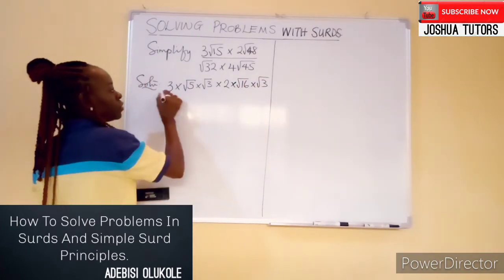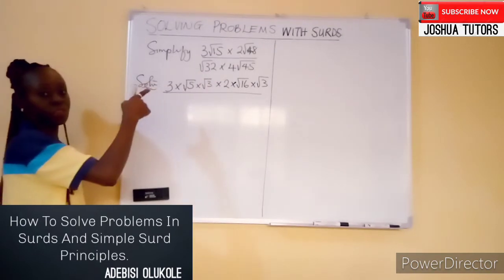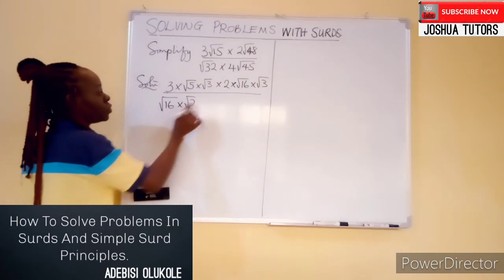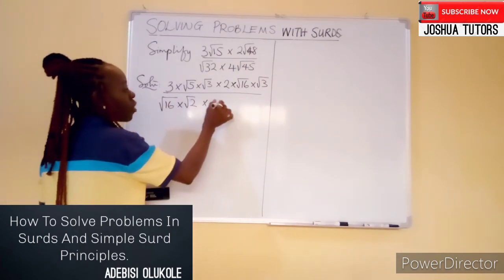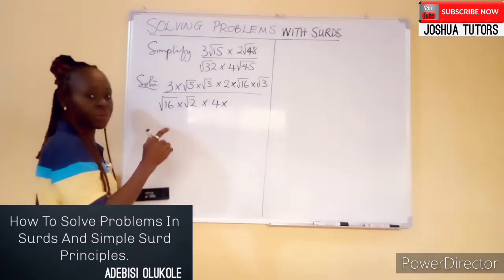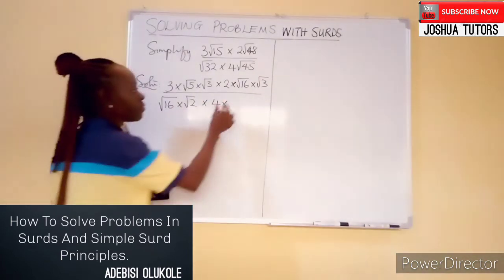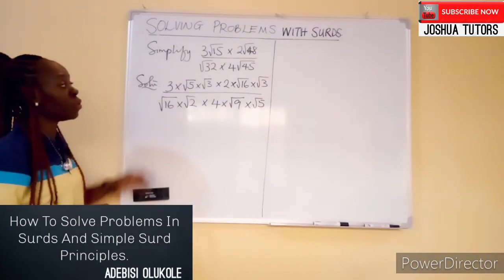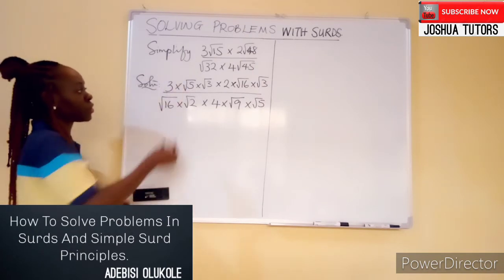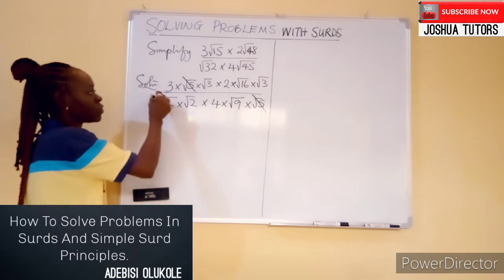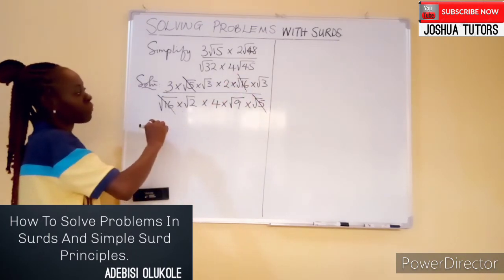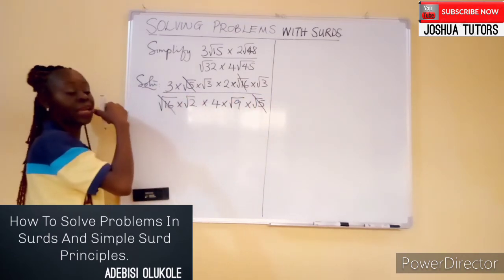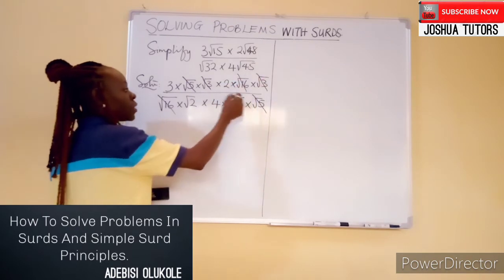I've split it. So I now have surd 32. 32 is surd 16 times 2. So that is surd 16 times surd 2. This is my 32. Times 4 times surd 45, which is surd 9 times surd 5. I have split the surds. The idea is to see what can divide both up and down. As you can see, surd 5 will cancel surd 5. Surd 16 will cancel surd 16. And surd 3 times surd 3 is surd 9. Surd 9 will cancel surd 9.